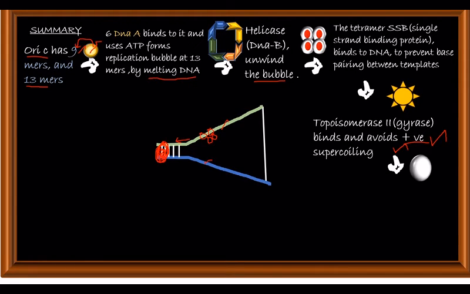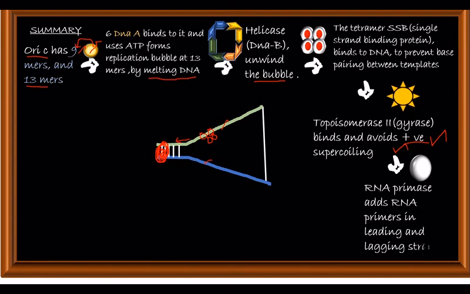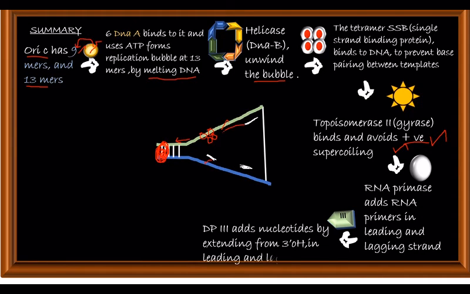The work of RNA primase is to add the first nucleotide without the 3' OH. So the RNA primase adds the RNA primer in both leading and lagging strand. One primer will be at the leading strand and more primers will be at the lagging strand. After which DNA polymerase 3 acts, adding nucleotides by extending from the 3' OH created by the RNA primase. So in both leading and lagging strand, it extends the nucleotides.